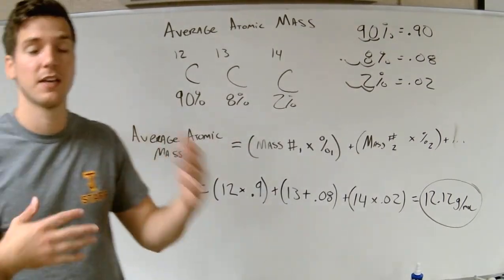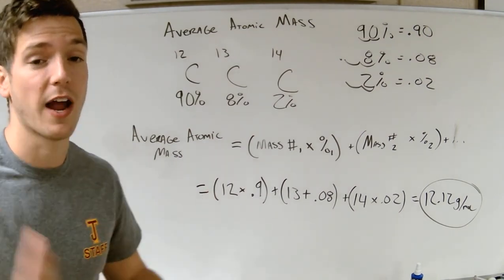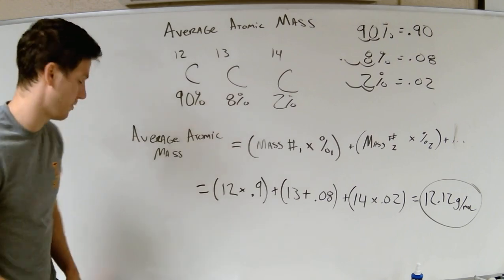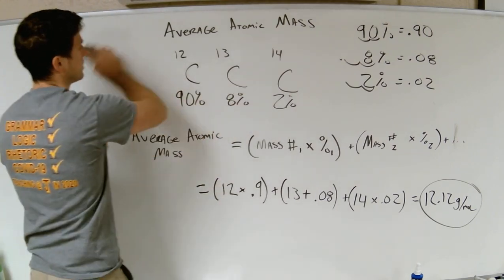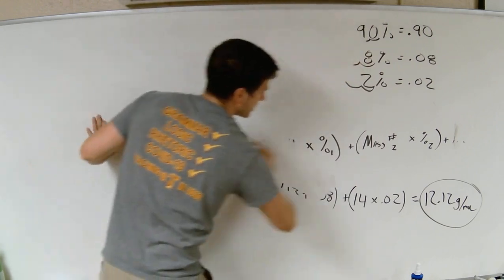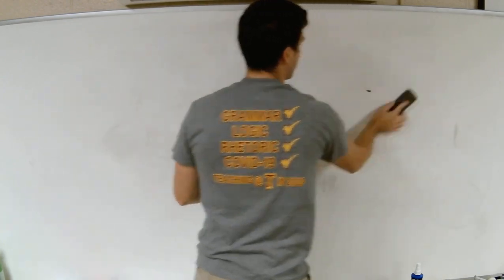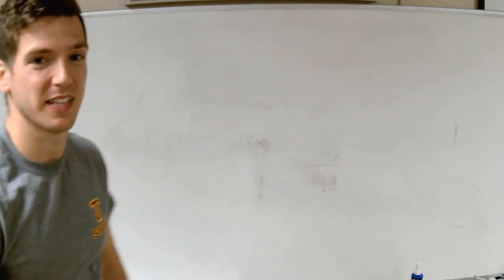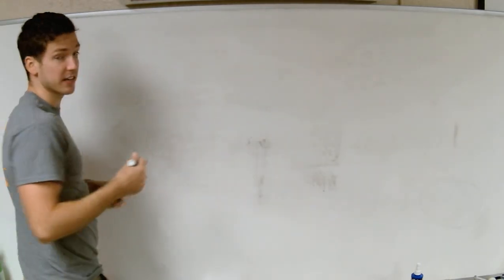So again, they want you to know how to go through this process, how to figure out how these scientists figure out these average atomic masses, and let's go ahead and do a few more examples. So there will be a situation where they won't give you a nice rounded mass number like 12, 13, or 14. They may give you a more specific one. And let's go ahead and do that right now.